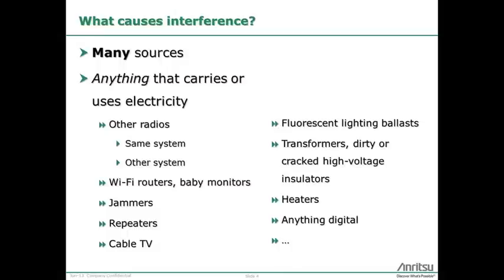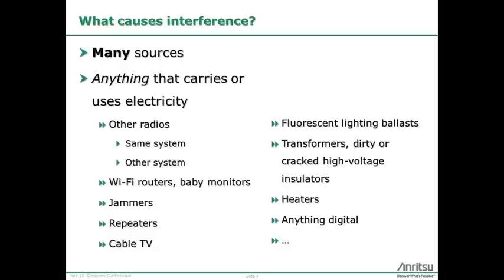And interference can be caused by basically anything that carries or uses electricity. It might be other radios in the same system or other systems. It might be all kinds of unlicensed things. I've shown some of them here. It might be jammers. They really exist. We'll show pictures of some later on. Repeaters of various sorts, especially including cell phone boosters, because they can cause all kinds of nasty, hard-to-solve problems. Leakage from cable TV installations. Light ballast for fluorescent tubes will do really interesting things and generate signals.